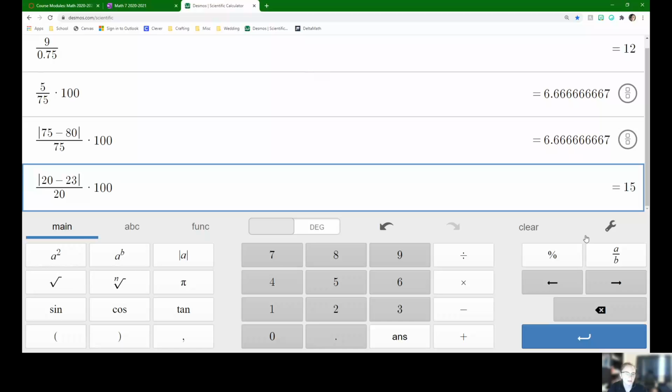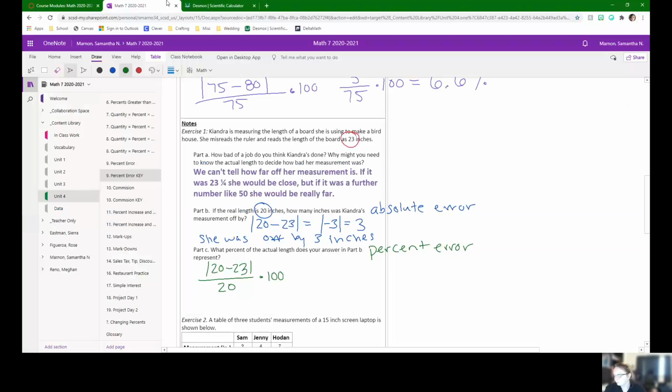So when we type it in, it should look like this, and I got the answer 15. So it's 15%. So her error, or her percent error, was 15%. So she was off by 15%. So that's kind of big, but it's not too bad. So let's just say she was off by 15%.